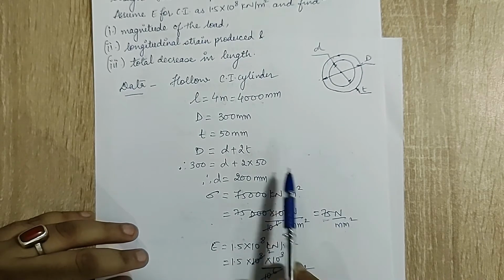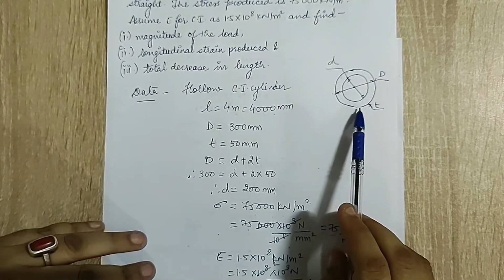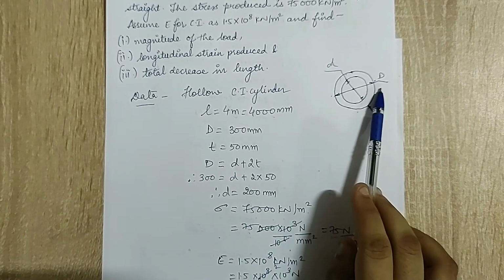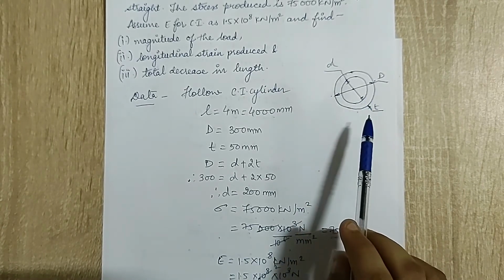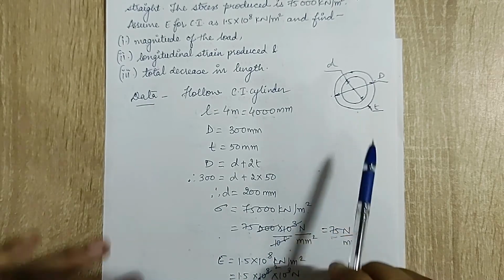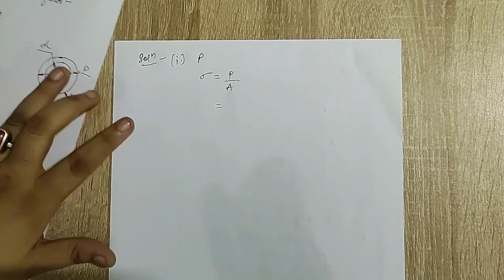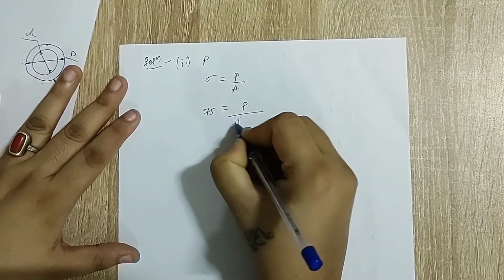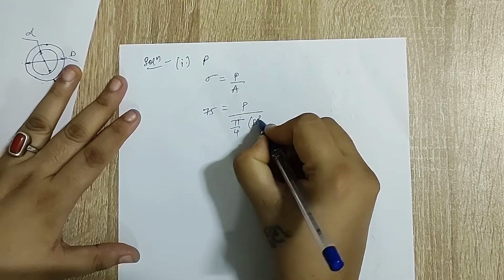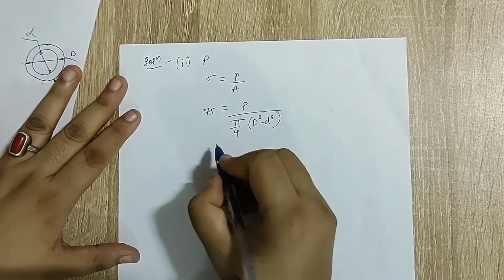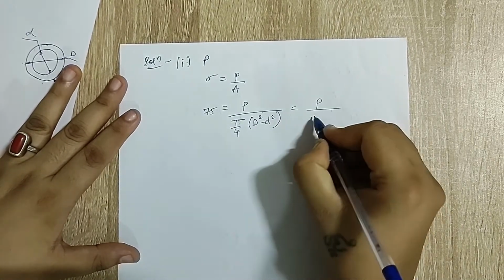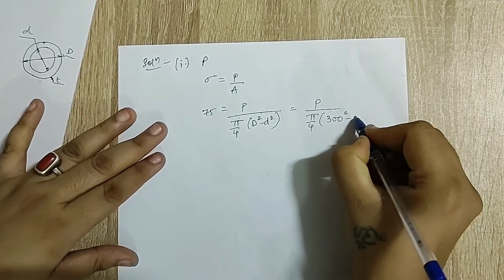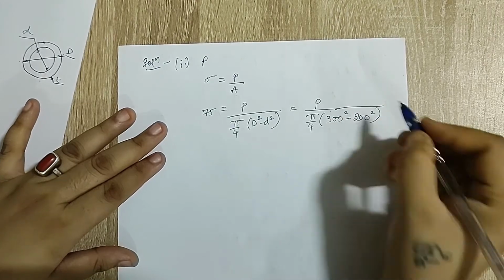And for calculating area of a hollow cylinder, which is very simple, the formula is pi by 4 outer diameter square minus inner diameter square. So I will just use the formula and I'll get the answers. So here I'll substitute 75 equals P divided by pi by 4 into capital D square minus small d square, which I can write as P upon pi by 4, outer diameter value is 300 square minus 200 square.